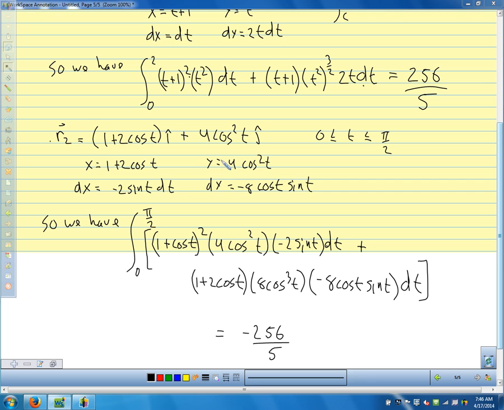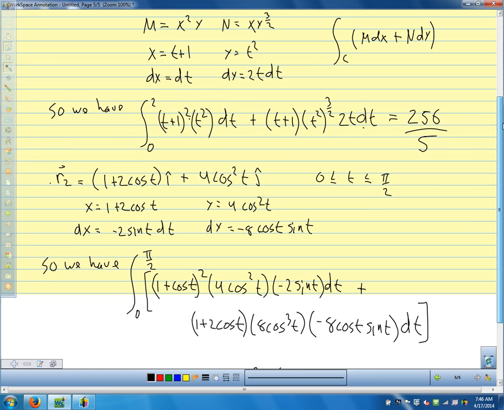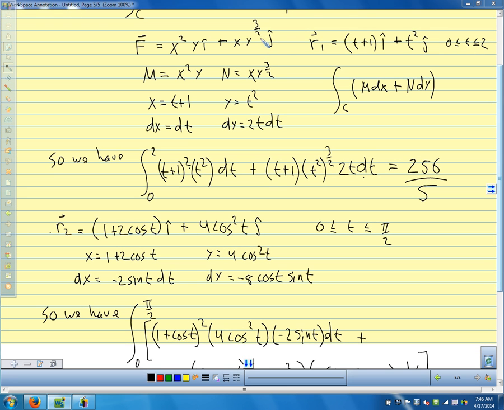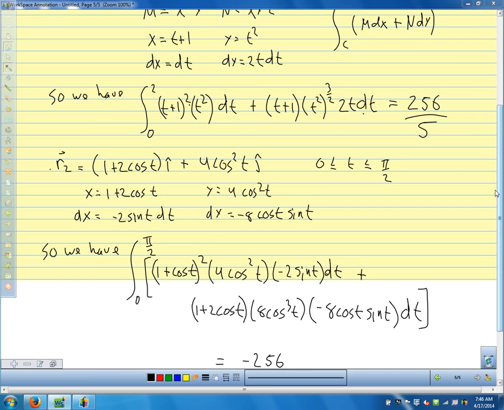So y is x to the 3/2. So we're doing 4 cosine squared t to the 3/2 power. So we take the square root, we get 2 cosine t, to the 3rd. So 2 to the 3rd is 8, and then we get the cosine cubed. So this comes out to negative 256/5.